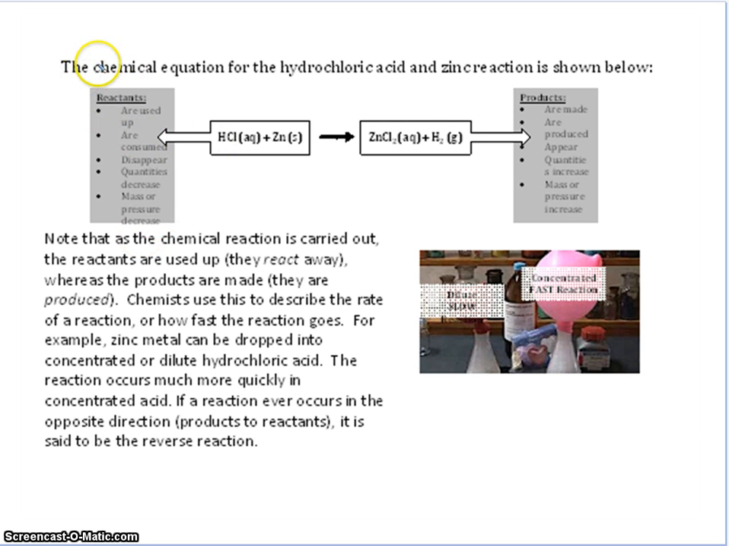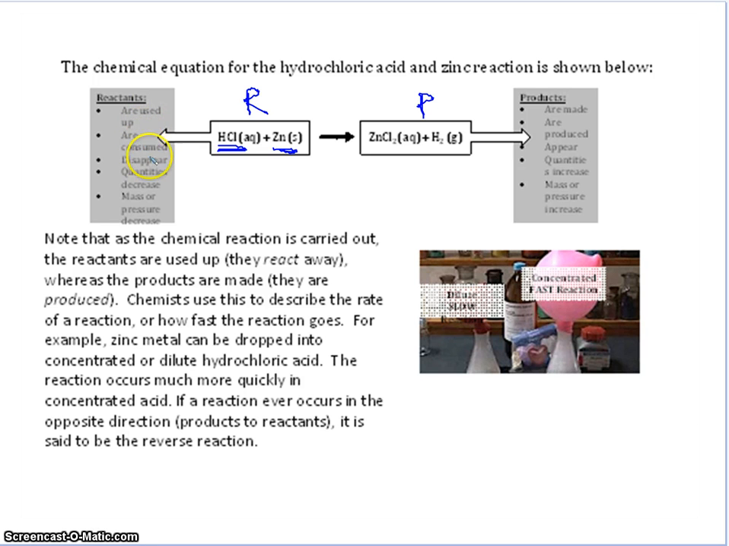Here's the first one. The chemical equation for the hydrochloric acid and zinc reaction is shown below. So we got HCl, that's hydrochloric, and zinc goes to zinc chloride and hydrogen gas. Okay, what does this say? Reactants, yeah, these are the reactants, these are the products.